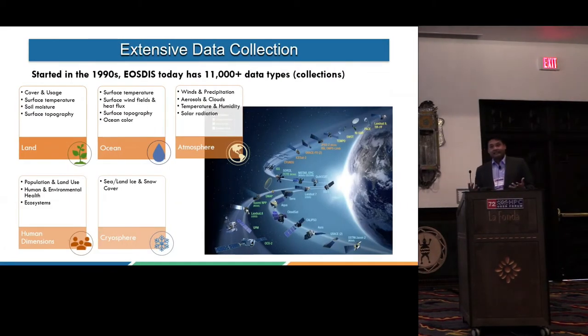The data itself, as I mentioned, we are collecting different measurements to observe Earth as a system. So we have measurements that look at different aspects of the Earth. We have measurements looking at land. We have measurements looking at the ocean. We have measurements looking at the entire atmosphere. We have cryosphere, which is a major component. And we also look at human dimensions. This is the data you can get from Columbia University, where you get population dynamics, that kind of data set.